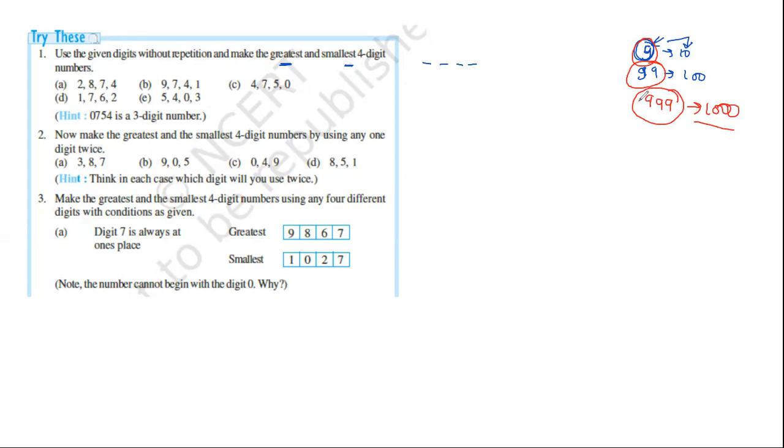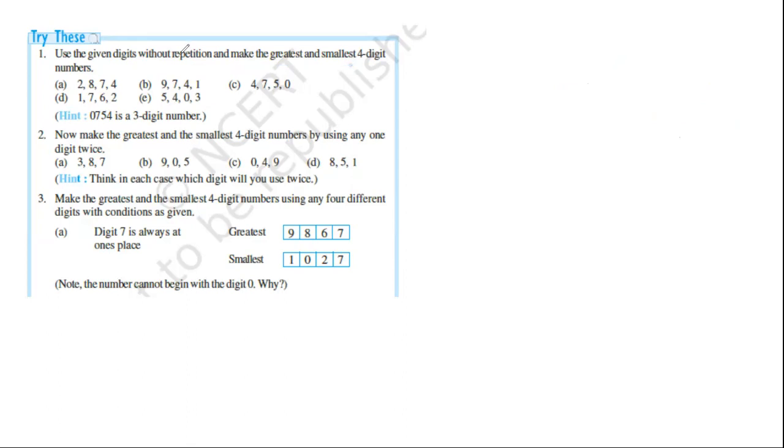Now, in the same way, which is the smallest 1-digit number, which is the smallest 2-digit number? The smallest 1-digit number is 0, and the smallest 2-digit number is 10. The smallest 3-digit number, because 3 digits get started from this, is 100. The smallest 4-digit number is 1000. The greatest 4-digit number is 9999. So this is the hint we can say.